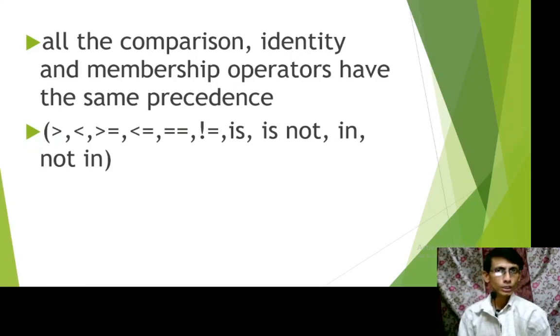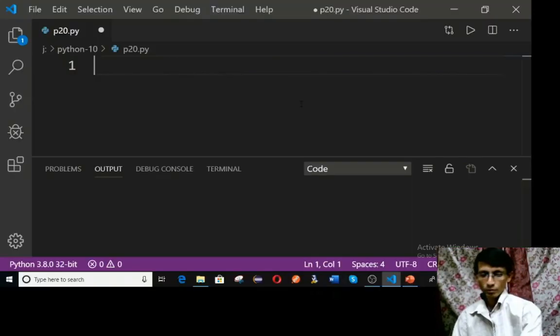And finally, one more thing, that is all the comparison, identity and membership operators have the same precedence. That is, the 6 comparison operators, greater than, less than, greater than or equal to, less than or equal to, double equal to and not equal to, and the is and is not identity operators, and the in and not in membership operators have the same precedence. You have to remember all these things. Okay, now we are ready to start the examples.